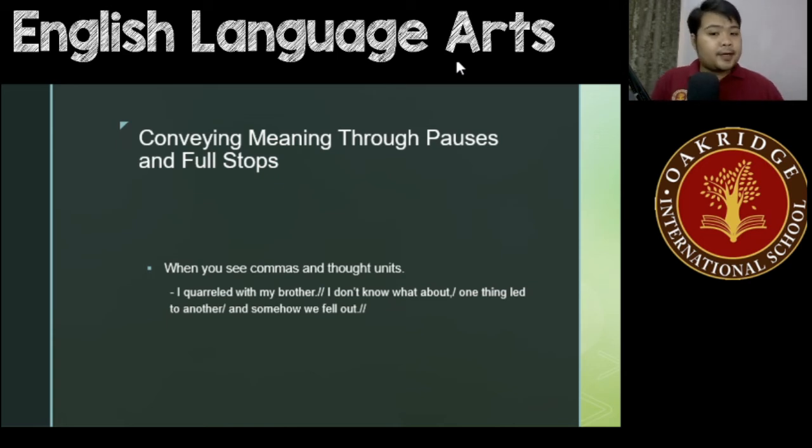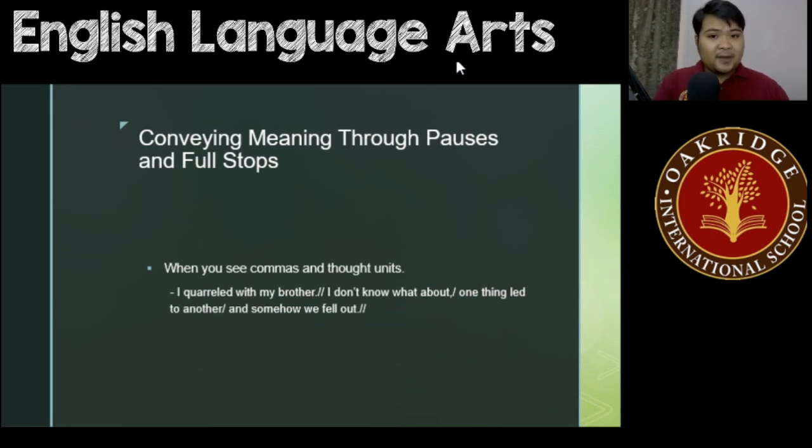So here, guys, the first sentence there is, of course, you have a full stop there. Then next you have different thought groups, thought units. So for example, I don't know what about. One thing led to another, and somehow we fell out. This is one thought, I don't know what about. This is another thought, one thing led to another, and then this is another one, and somehow we fell out.